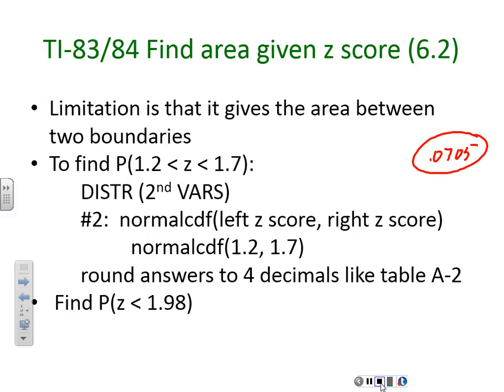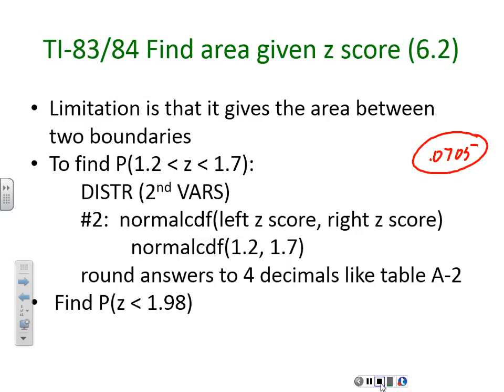And now what you're wanting is that normal CDF, which is just that second one down. It's giving me the normal distribution, and it's a cumulative distribution, so it's cumulative from the left is what that's telling you we're doing. What you're going to put in is your left z-score followed by your right z-score. So in this case, we'll put the 1.2, comma, the 1.7. And that gives us that same 0.0705 that we did last time. So you're doing your second vars to get your distribution, and we're doing the normal cumulative distribution.